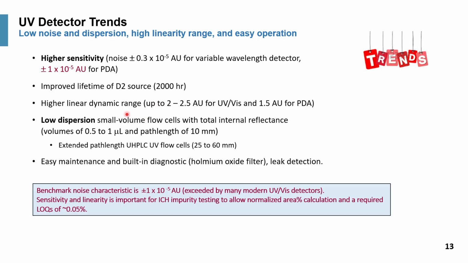Linear dynamic range from the LOQ, or limit of detection or quantification, to saturation, typically saturates around 2 absorbance units. Low dispersion because of the small volume flow cell specifically designed for UHPLC. And easy maintenance and built-in diagnostics, such as the incorporation of a chromium oxide filter for wavelength accuracy calibration, and built-in leak detection.